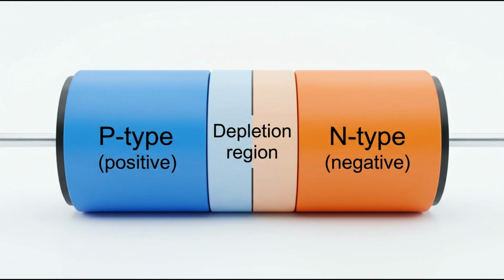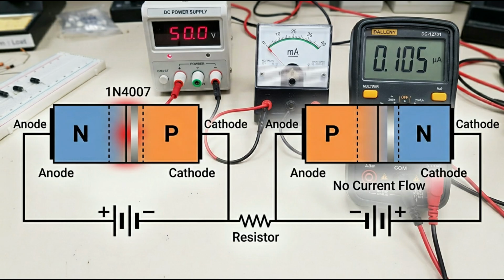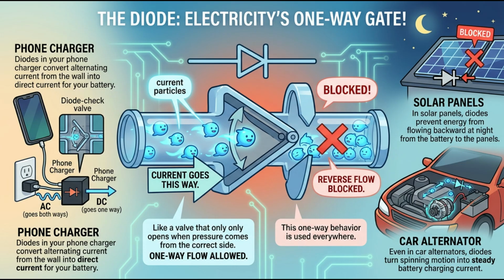There are two main situations, called forward bias and reverse bias. In forward bias, we connect the positive voltage to the anode and negative to the cathode. This shrinks the depletion region, and once the voltage is high enough, usually around 0.7 volts for silicon diodes, current starts flowing freely. It is like opening a gate. In reverse bias, we connect positive to the cathode and negative to the anode. This widens the depletion region, and almost no current flows unless the voltage gets extremely high, which can damage the diode. So the diode acts like a closed valve in reverse.